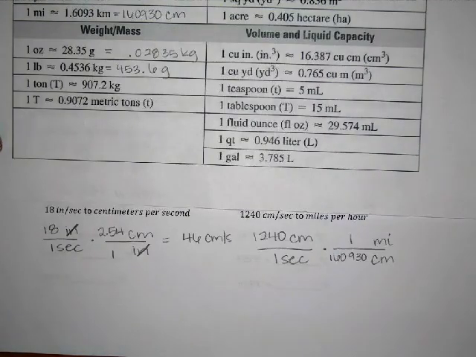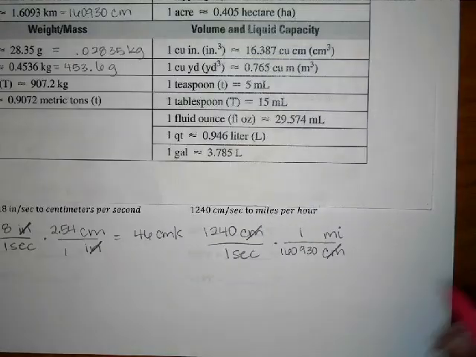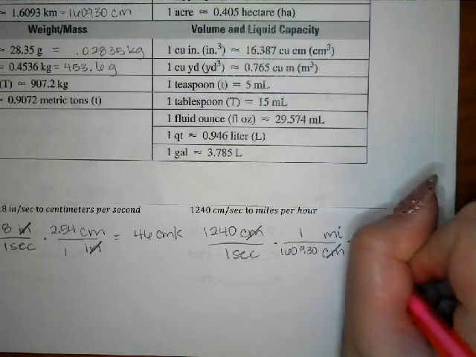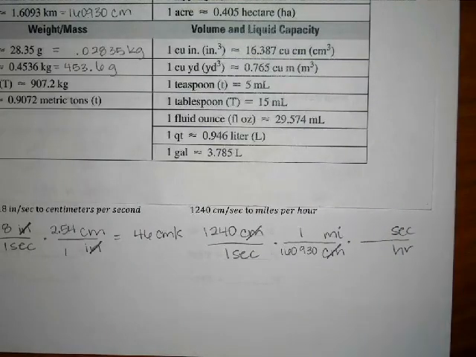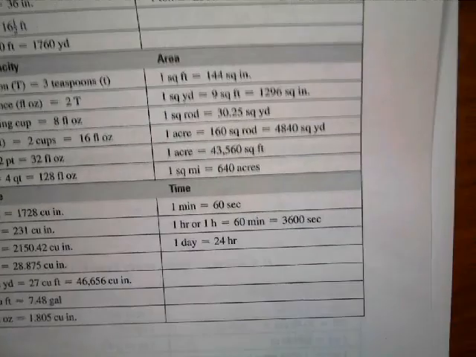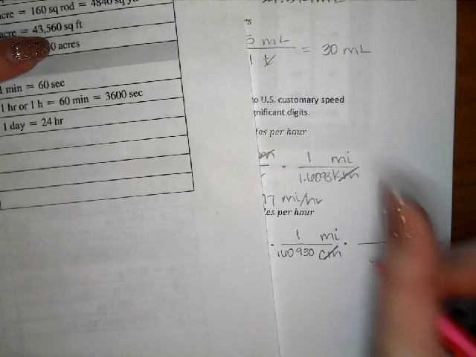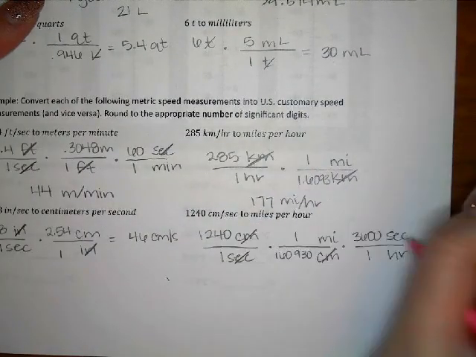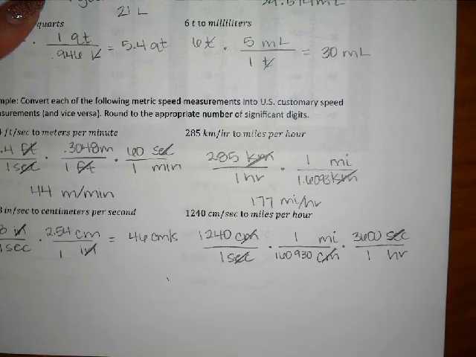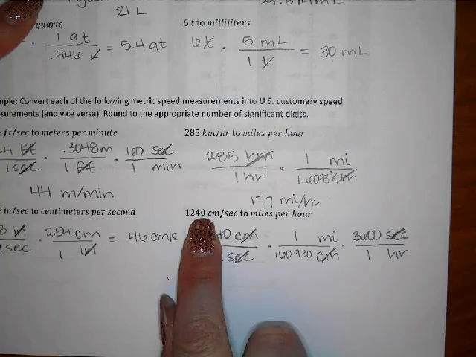Now I want to convert this into miles per hour, so I want to get rid of the seconds and introduce hours. 1 hour was 3,600 seconds. So the seconds will cancel, and then we'll have miles per hour when we're done. Based on this original number, I can see that it's 4 digits, but the end number is a 0, which is not significant in a whole number. And so this is going to be 3 significant digits when I'm done.